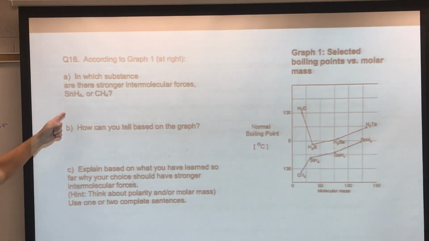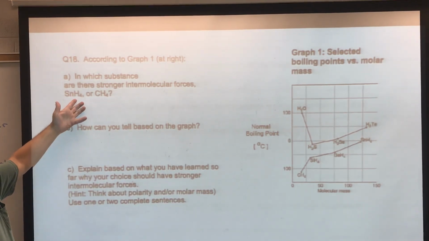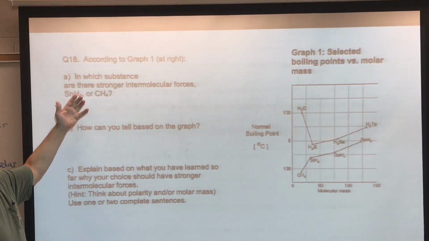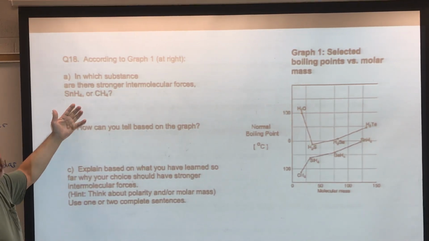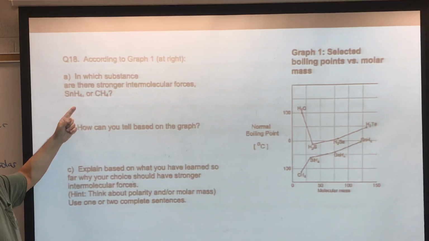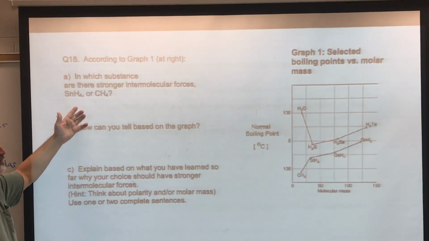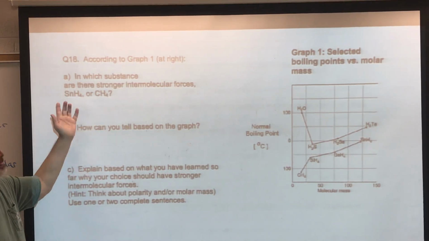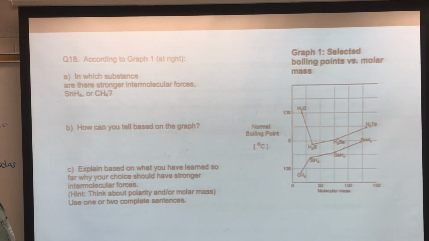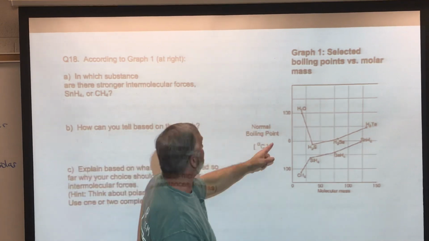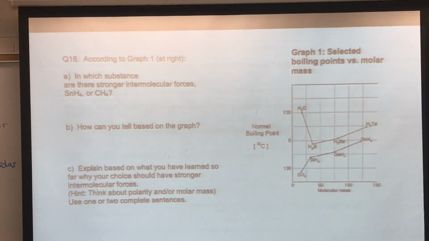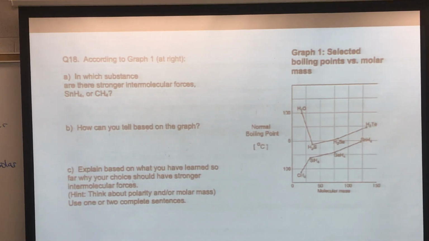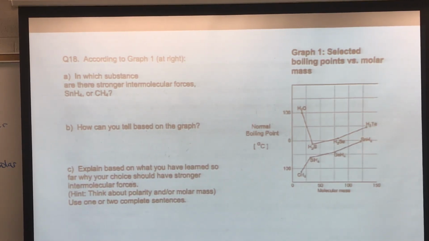So, in which substance are there stronger intermolecular forces? SnH4, because it's got a higher boiling point, therefore the molecules are held more tightly. You can also say it's a bigger molecule with a larger electron cloud, therefore its dispersion forces are greater, and as a result it's got stronger intermolecular forces, but it's all based upon the boiling point. Since the graph is giving you a boiling point, I would use that as my answer. Now, explain based on what you have learned so far why your choice should have stronger intermolecular forces.